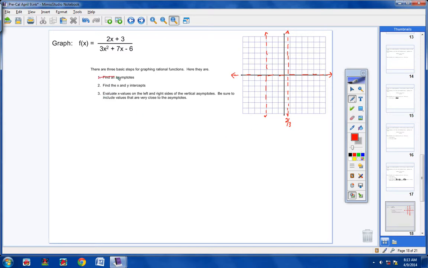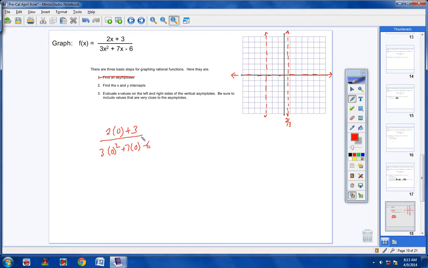We're done with step 1. Step 2, find the x and y-intercepts. Okay, well actually y is the easiest. Everywhere there's an x, I'm going to put a 0. So let's real quick find the y-intercept. Everywhere there's an x, I'm going to put a 0.